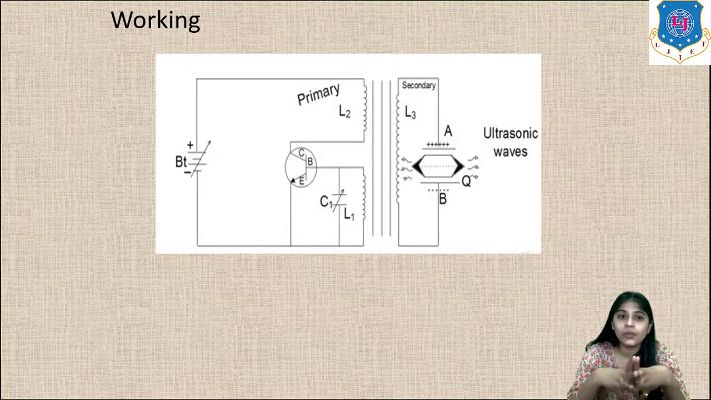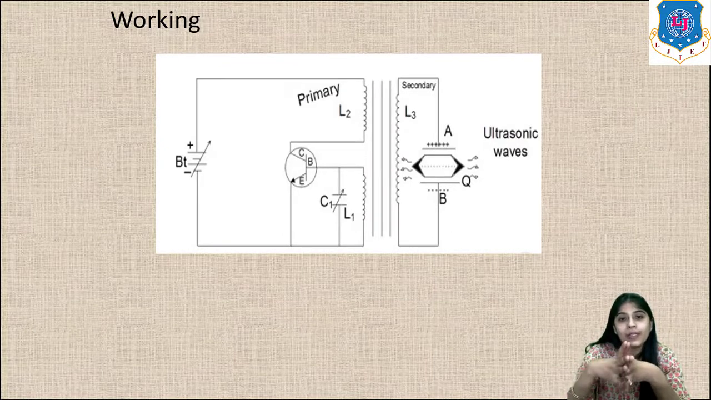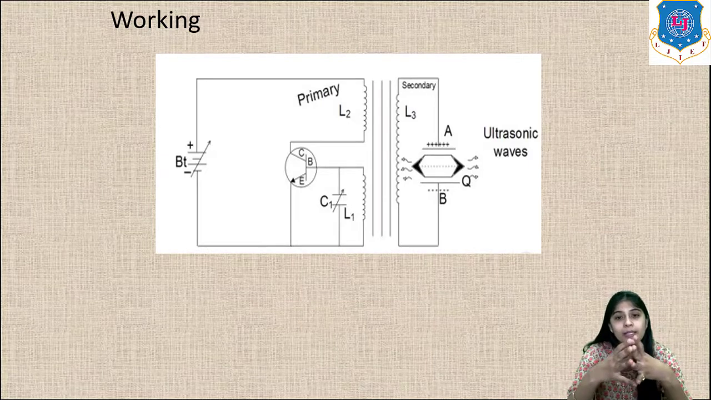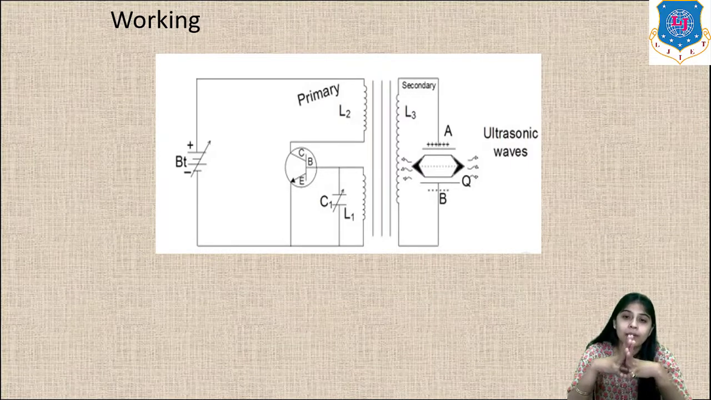First let us understand the construction. How many components are there? There is a battery, a transistor, three coils L1, L2, L3, and a variable capacitor. Then there are metal plates A and B, and a quartz crystal placed between these metal plates. Ultrasonic waves are produced from this quartz crystal.